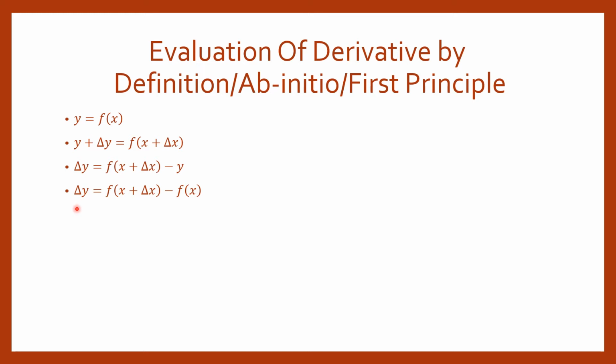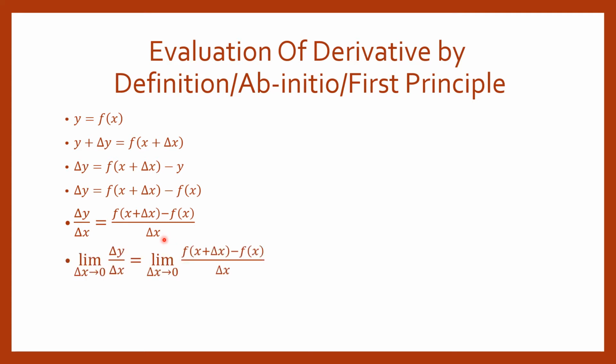Next step, divide both the sides by del x. Here it is: del y divided by del x equals f of x plus del x minus f of x, divided by del x. What is the next step? Apply limit when del x tends to 0 on both the sides. This limit is called the derivative of y with respect to x, and this is the derivative of f of x with respect to x. We write it as dy by dx, and we write it as f dash x. So this is the whole procedure of evaluating the derivative of a function by definition, by ab initio, or by first principle.